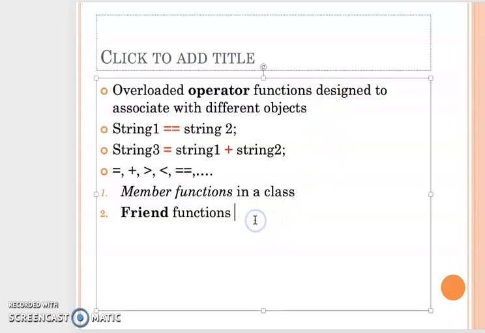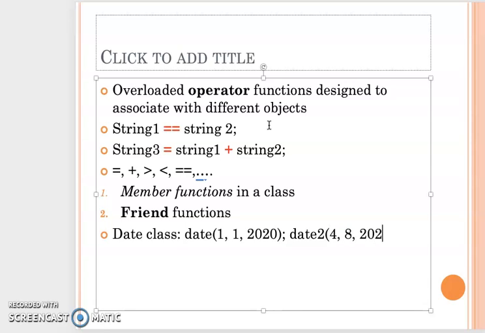Okay, do you remember last week we talked about the date class? So you can have a date, January 1st, 2020. Then we have another date, date 2, which is April 8, 2020. So you have two different objects.